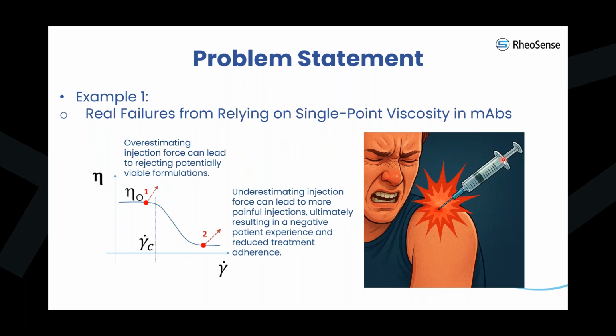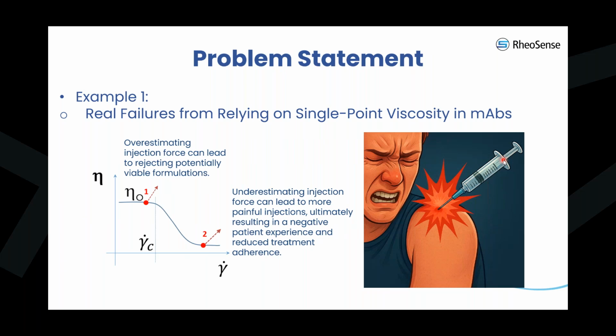So let me walk you through a practical example of how relying on a single point viscosity measurement can lead to costly mistakes in biopharma, especially in mAb formulation development. Imagine you are developing a high concentration mAb that is meant to be injected. Most of us have had injections before, and we all know that those injections can sometimes be painful.